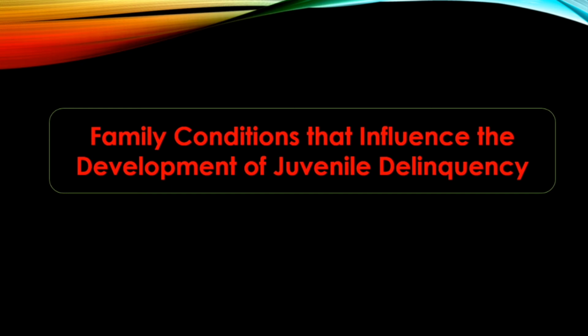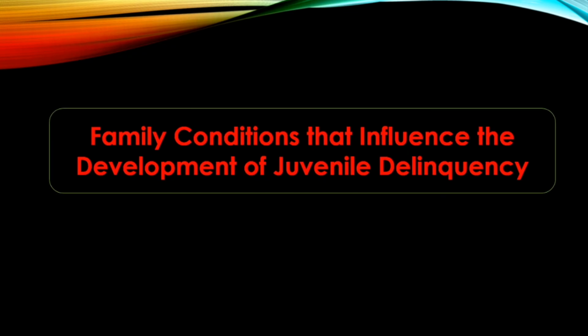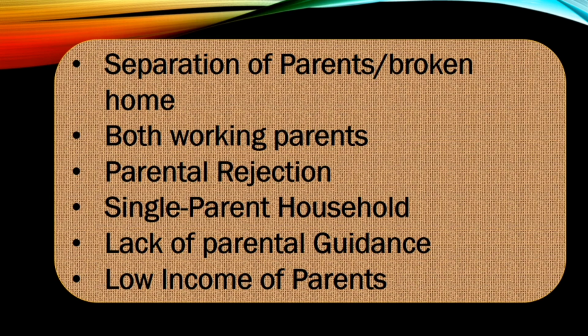Family conditions that influence the development of juvenile delinquency. Ano-ano ba yung mga kondisyon na pwedeng makaapekto sa development ng juvenile delinquency? First is the separation of parents or broken home. Sa broken home, it doesn't mean na wala talaga or hiwalay talaga yung parents mo. Pwedeng broken home, nandun sila pero you're not connected with each other. Meaning, hindi kayo nag-uusap. Nandun lang kayo sa isang bahay pero hindi kayo nag-uusap.